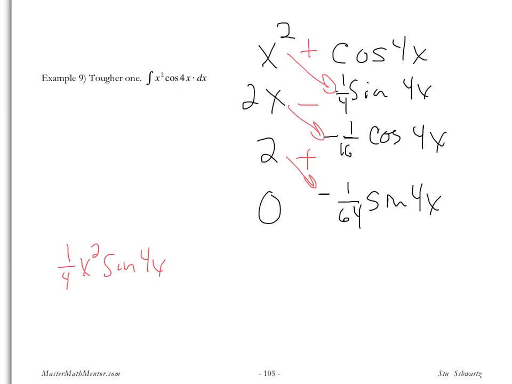And then I've got a minus right here, minus, so that turns to plus. And then 2 over 16 is 1/8 cosine 4x. And then 2 times negative 1/64 is what? Negative 1 over 32 sine 4x plus C. And that's as easy as it is. I mean, that's not hard.